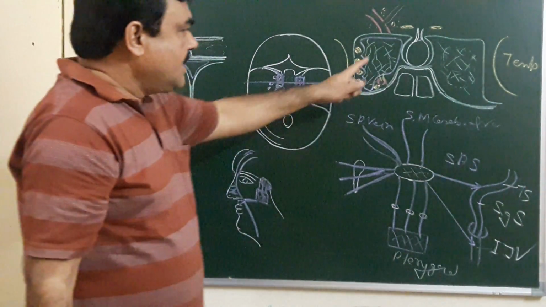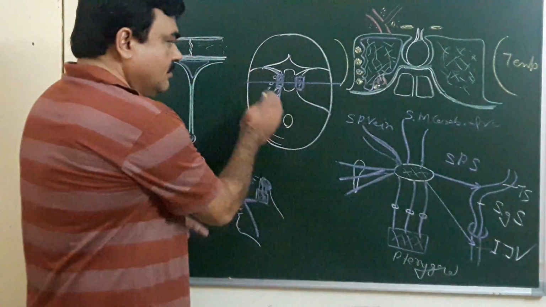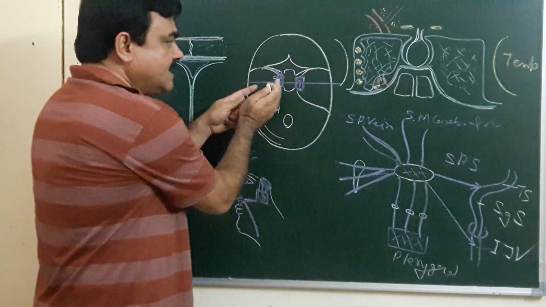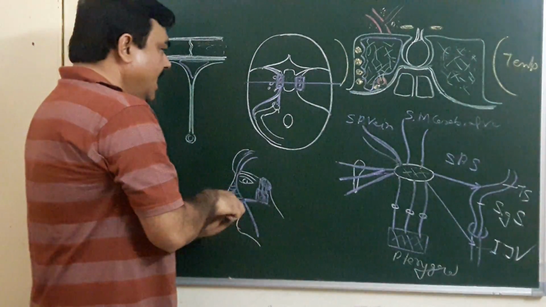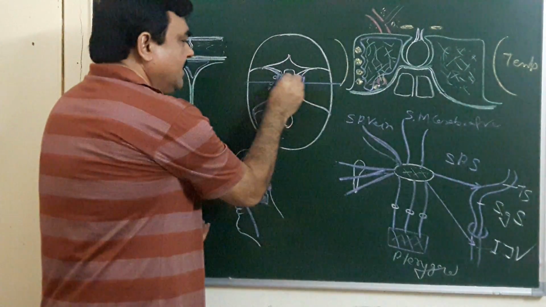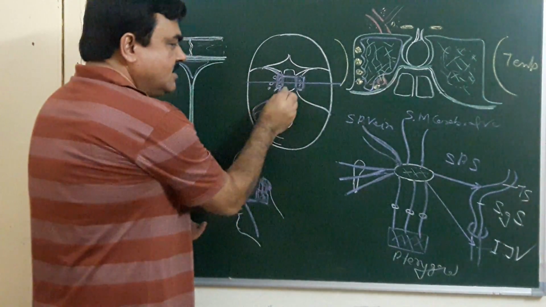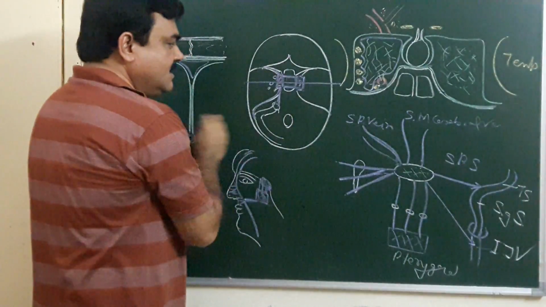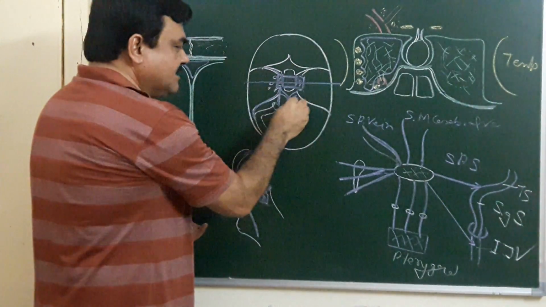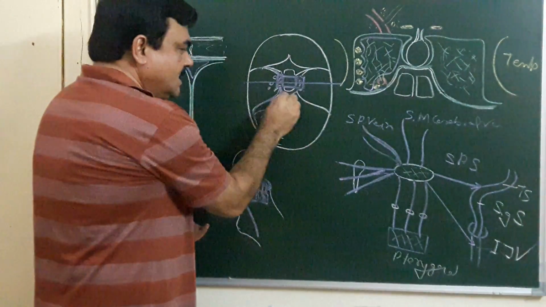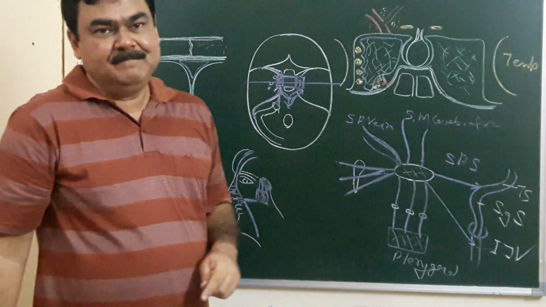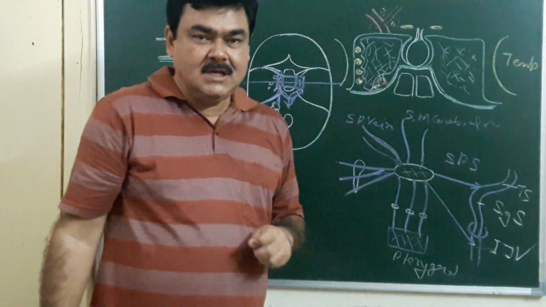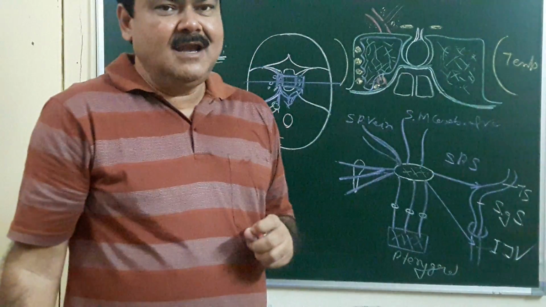Also, infection of one cavernous sinus may reach the other cavernous sinus through the anterior intercavernous sinus, the posterior intercavernous sinus, and the basilar venous plexus. Through this, infection of one side may reach the other side. So this is all about the cavernous sinus and its clinical importance.